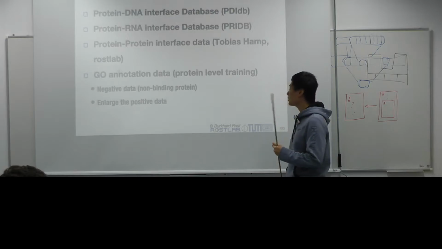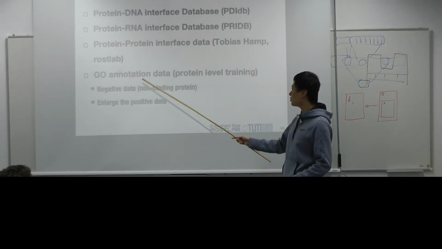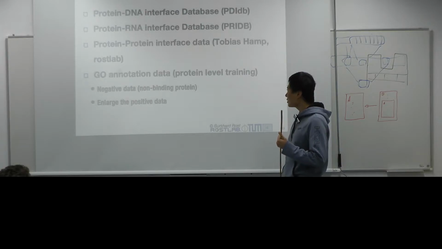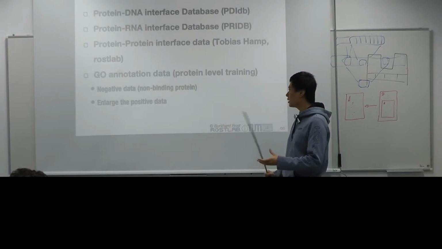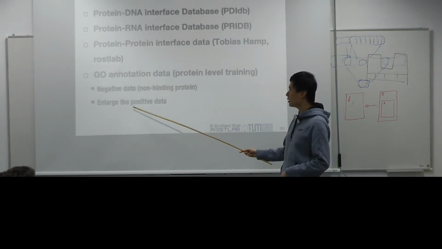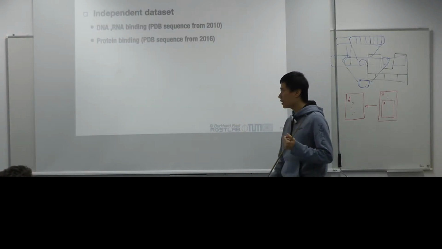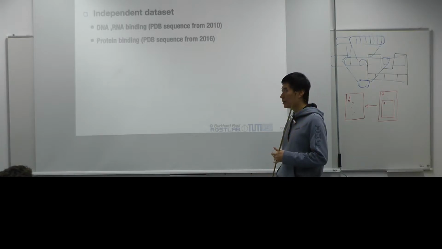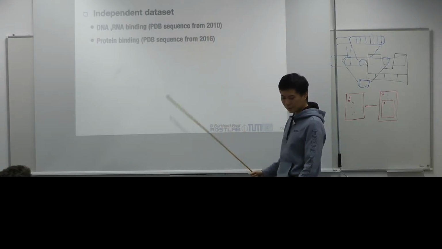So here's the dataset I used, including the protein-DNA interface database, protein-RNA interface database, and the proteins from Ross Lab. And I also use GO annotation data in protein level training. As GO annotation does not have the residue level information, but I can still use it to create the negative data in the protein level training, as well as collect the non-binding proteins. And I also use it to enlarge the positive data in the protein level. After I train the model, I will need to compare my method with the others. So I create an independent dataset based on the PDB sequence.